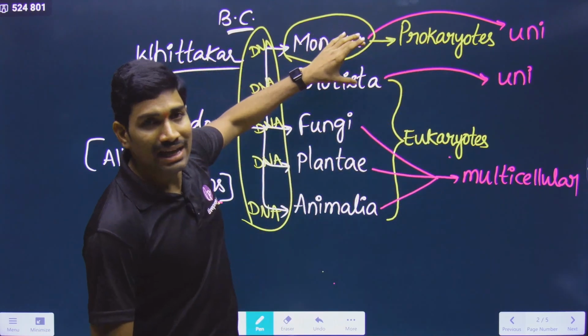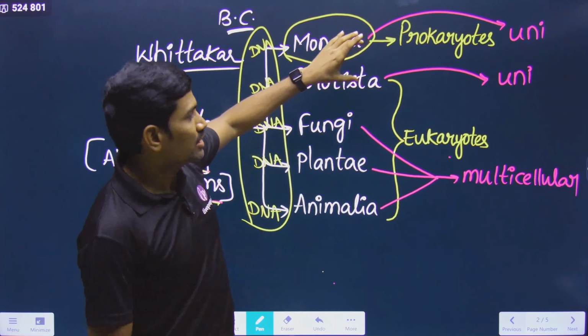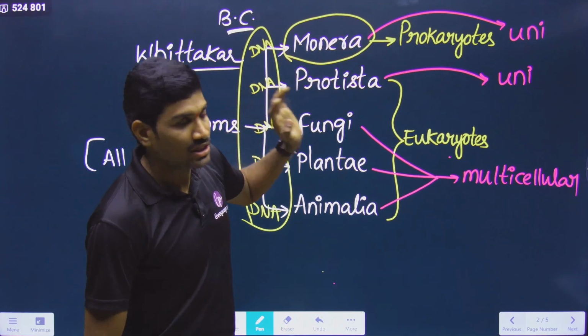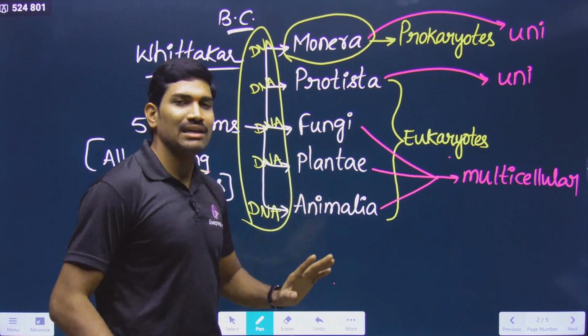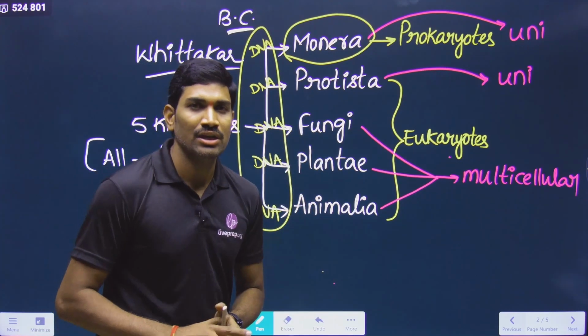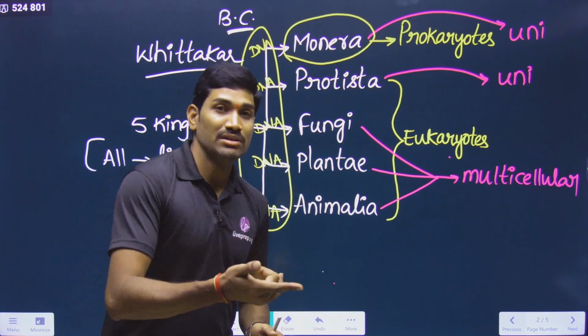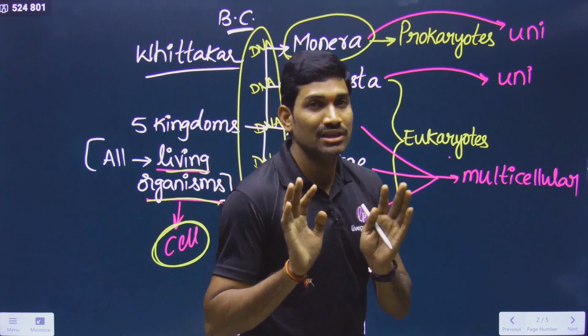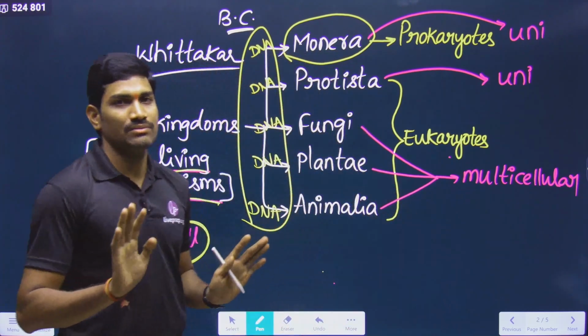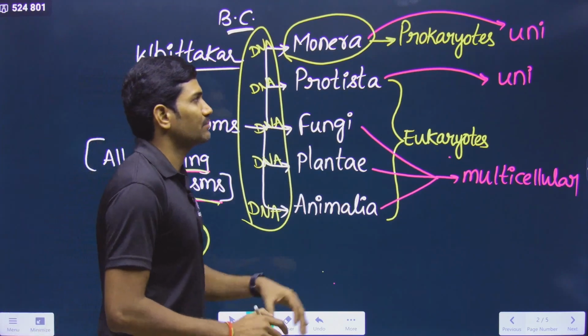Next one, with respect to unicellular and multicellular. How many kingdoms have unicellular organisms? 2 kingdoms. What are those? Monera and Protista. How many kingdoms have multicellular organisms? 3 kingdoms: Fungi, Plantae and Animalia. Up to this we have already covered. Now I will give some statements. Listen very carefully, and you need to tell me whether they are true or false. Understood or not?